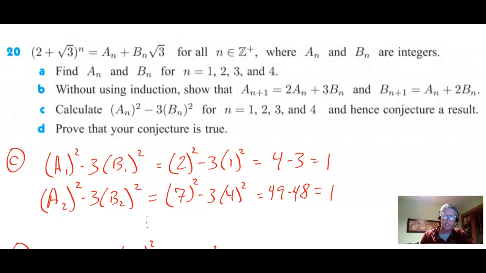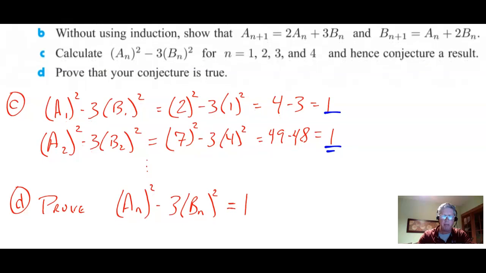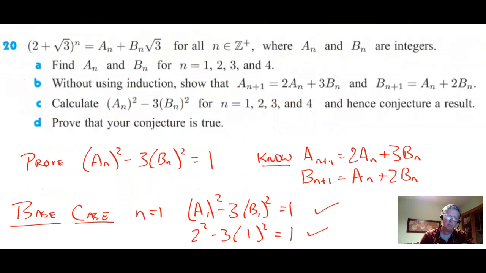Okay. So part C, they're saying calculate this for n equals 1, hence conjecture a result. Well, I'm just like, what? Plug that 1 in. I know what a and b are for a sub 1 and b sub 1. We did that in part A. So I plugged in, and I got 1. Neato. For a sub 2 squared, I remember I got a 7 and 4. And ooh, a 1. Well, work them all out. I'll bet you get a 1 for all of them. So maybe, just maybe, this is your conjecture: a sub n squared minus 3b sub n squared is equal to 1. Awesome. Well, let's go prove it.